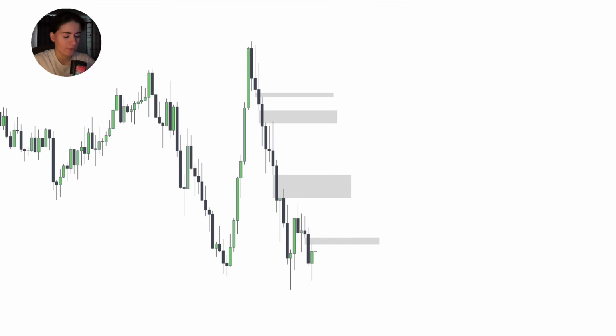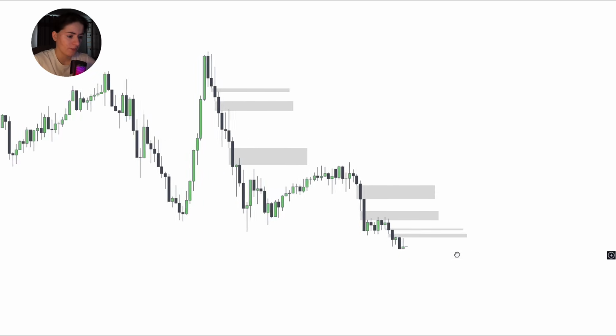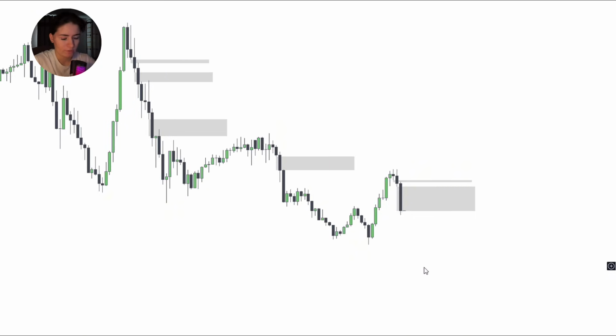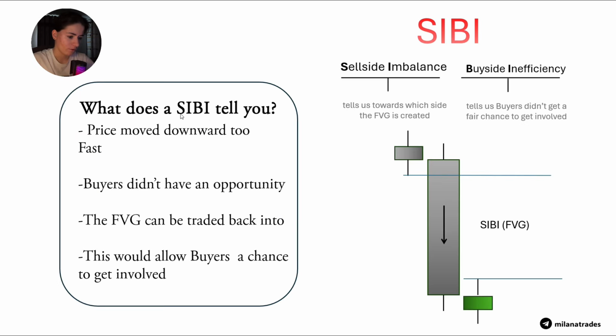After an imbalance is created, price often returns to the fair value gap at some point. Of course, it doesn't always revisit every single one, but it frequently moves back to certain areas in order to restore equilibrium in the market. In this example, we can clearly observe how price comes back to fill the imbalance, balances the market structure, and reverses afterwards. In conclusion, what does SIBI tell you? Price moved downward too fast. Buyers didn't have an opportunity. The fair value gap can be traded back into to balance the market, and this would allow buyers a chance to get involved.